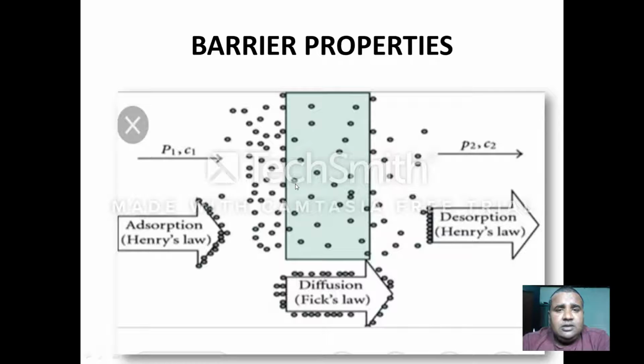So this is a combined process in which two or even three processes are taking place. First is the adsorption on the surface, then there is a diffusion of the material through the thickness of the material, and third is the desorption, that is the transfer of the molecule to the other surface. I hope you understand this.